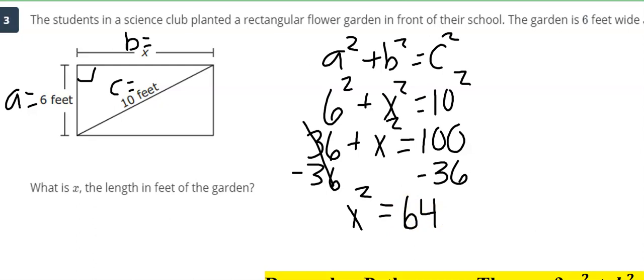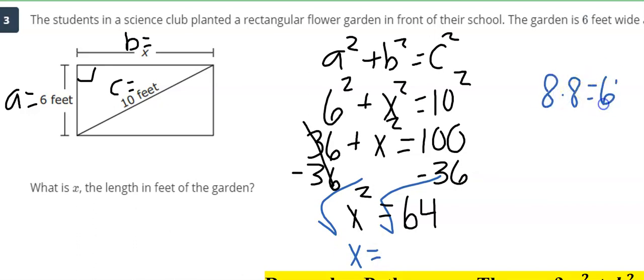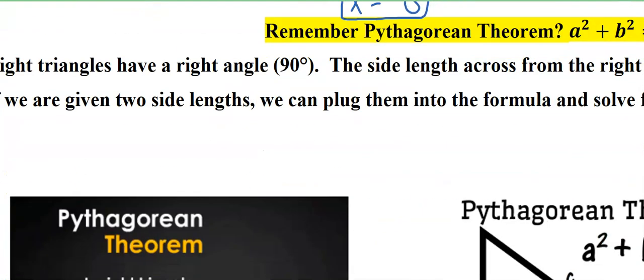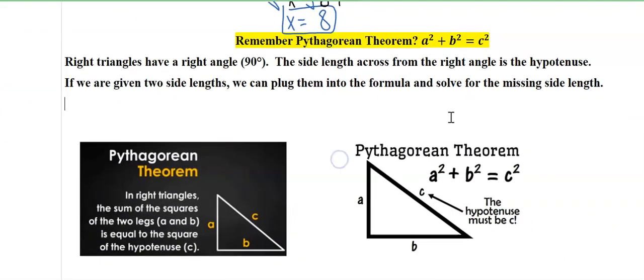Now, we need to find the square root of each side because I'm not looking for x squared. I'm looking for just x. So if I take the square root of each side, x squared becomes x. And I know that 8 times 8 is equal to 64. So 8 would be the square root of 64. So our missing side length is that x is equal to 8, which is b.